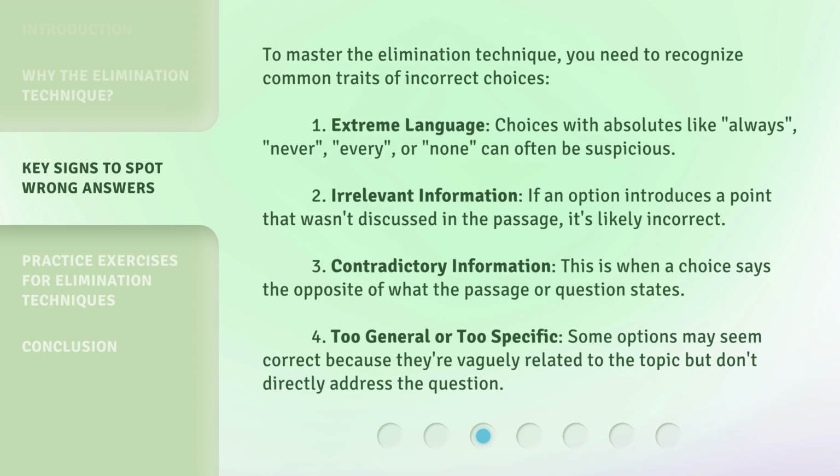3. Contradictory information. This is when a choice says the opposite of what the passage or question states. 4. Too general or too specific. Some options may seem correct because they're vaguely related to the topic but don't directly address the question.